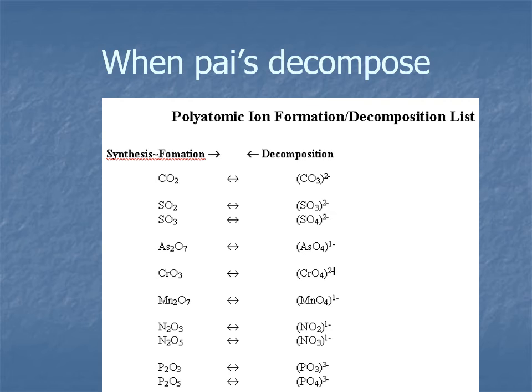If you are in synthesis, you are going in that direction. If you're trying to decompose something, then you're going in this direction. Synthesis, you're starting with what I'm going to call a nonmetal oxide, even though I know that there are a few that are not exactly that. If you are decomposing, you're starting with a polyatomic ion, you're breaking it back down again. So this chart reads both ways, and this is how you know exactly without having to guess on anything.